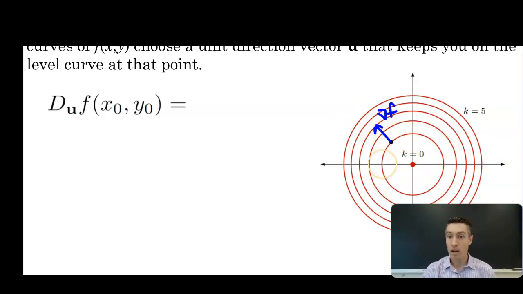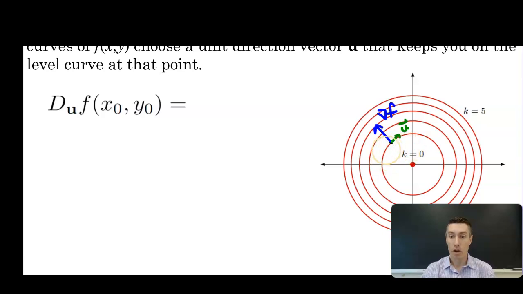That circle that we're on is k equals 1. The next circle would be k equals 2. The one after that, k equals 3. So we're pointing in the direction where the outputs of the function go up. And remember, the labels of the level curves are the outputs of the function. So then it said to choose a direction vector. So choose a direction vector that keeps you on the level curve. So pick a direction vector that is tangent to the curve. That will keep us on the curve at that point.